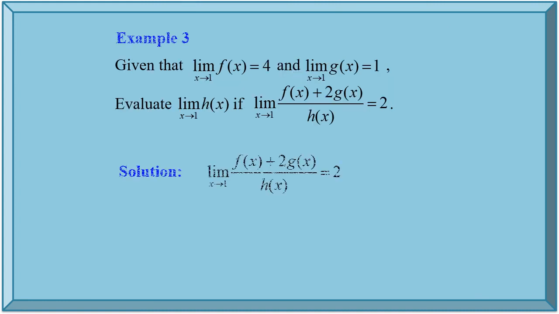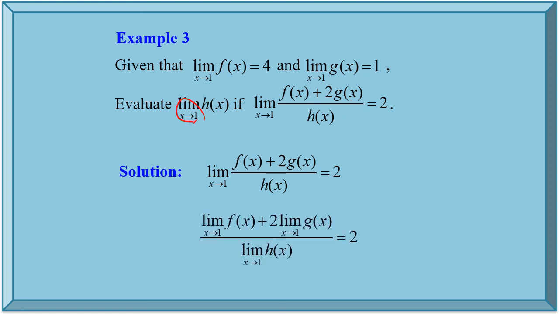Okay? So let's do some example 3. Given that the limit of f(x) equals 4 as x approaches 1 and the limit of g(x) as x approaches 1 is equal to 1. Evaluate the limit of h(x) as x approaches 1 if the limit as x approaches 1 of (f(x) plus 2g(x)) over h(x) is equal to 2. So we can separate by using the properties. This limit can be written as the limit of f(x) plus 2 times the limit of g(x), divided by the limit of h(x).